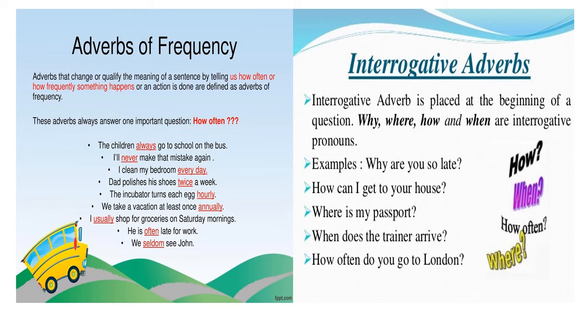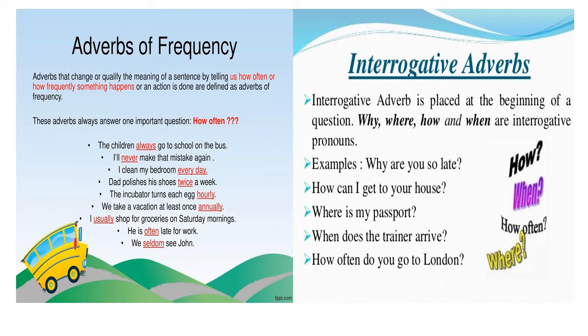Now let's look at the next one, which is interrogative adverbs. We all know what the word interrogative means. Interrogative means asking questions. So interrogative adverbs also ask questions like how, when, how often, where. An interrogative adverb is placed at the beginning of a question. Why, where, how and when are interrogative adverbs. Let's look at a few examples.